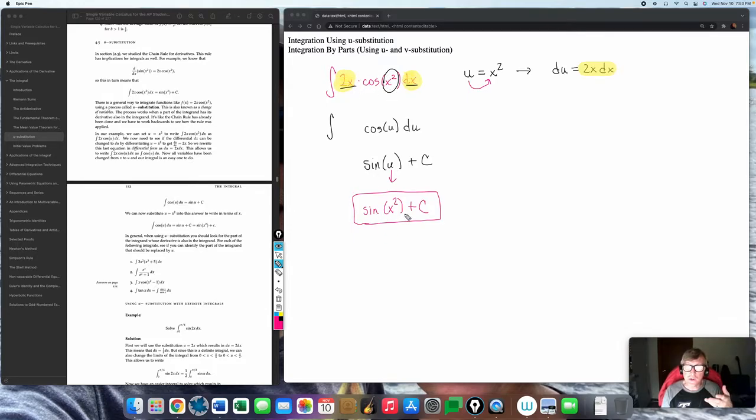And again, you can check your answer by finding the derivative of this, right? If you find the derivative of this, you should get cosine of x squared times 2x, right? So this is kind of like the reverse chain rule. That's what the u-substitution is, okay?